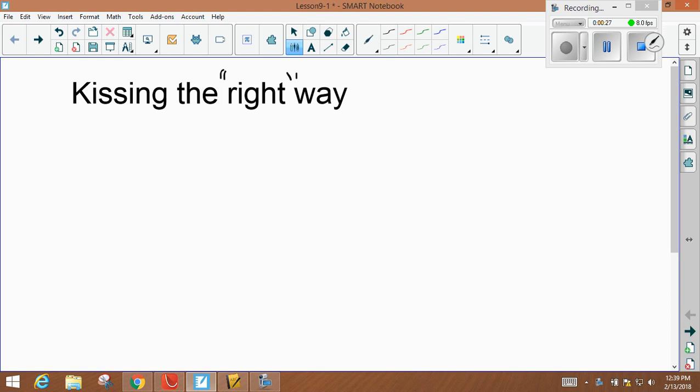Because what happened was, the San Gabriel Valley Tribune said that most people are kissing the quote unquote right way. That is, according to a study, the majority of couples prefer to tilt their heads to the right when kissing.